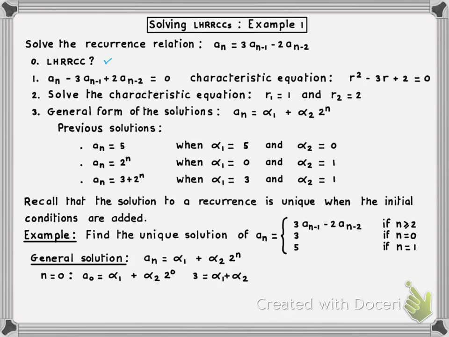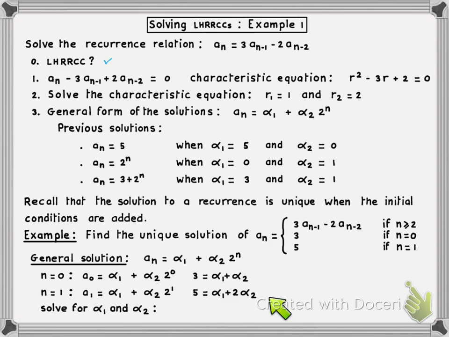And then you repeat this process for the second initial condition when n is equal to 1. So you have n equals 1, which means A sub 1 is equal to alpha 1 plus alpha 2 times 2. 2 power 1 is just 2. So A sub 1 is 5, so we have 5 equals alpha 1 plus 2 alpha 2. Now we have two equations with two unknowns. Now remember we're trying to solve for alpha 1 and alpha 2. That should be pretty easy.